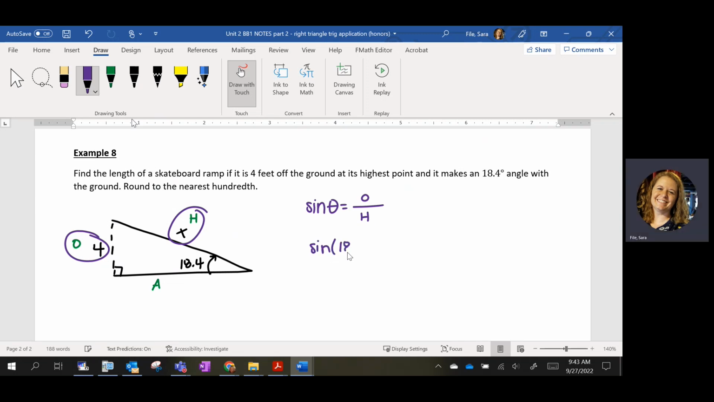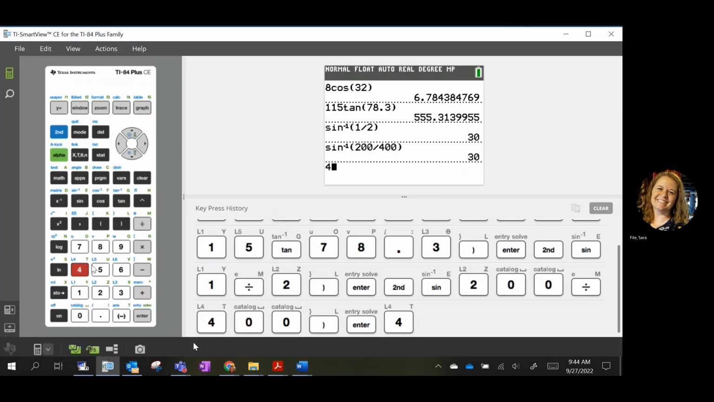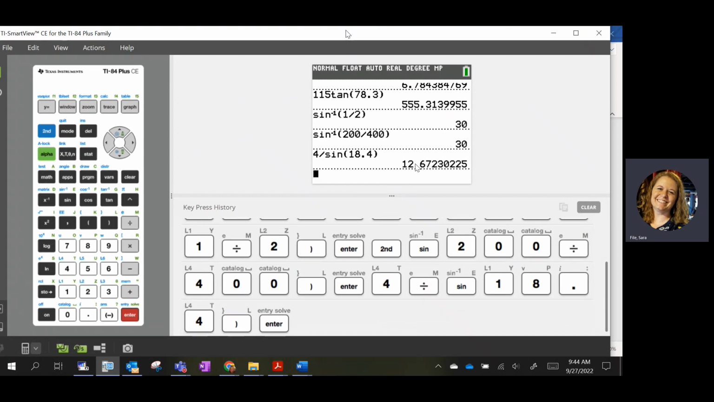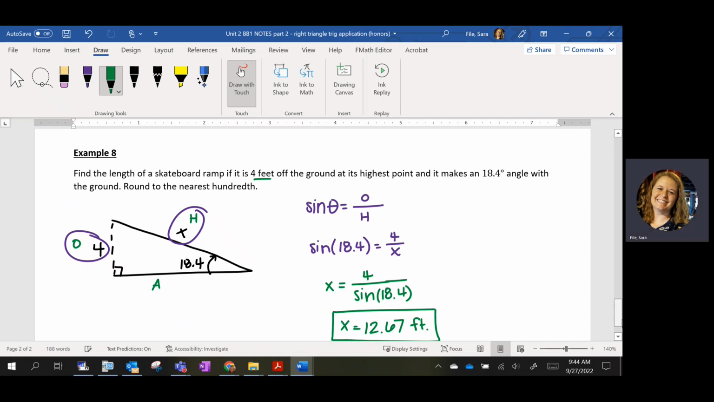So we plug in our known values, which are the angle and the opposite. This time it's the denominator that's missing. Those two just end up switching spots, remember? Because if you multiply the x over and then divide the trig over, you can just switch their spots. So you are dividing 4 divided by sine of 18.4. To the hundredth again, so this is 12.67. And this one was measured in feet as well. That is the length of the skateboard ramp. So again, find the length of the skateboard ramp. That was this piece of our triangle.